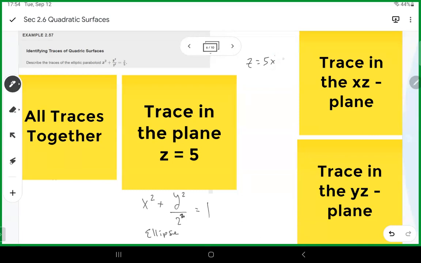Which you guys should remember is a parabola. The trace is a parabola in this plane and in any plane with the equation y equals b. In planes parallel to the yz plane, the traces are also parabolas. So this is also going to be a parabola. All right, so let me show you what they look like.